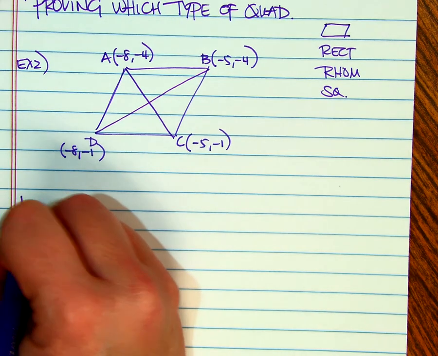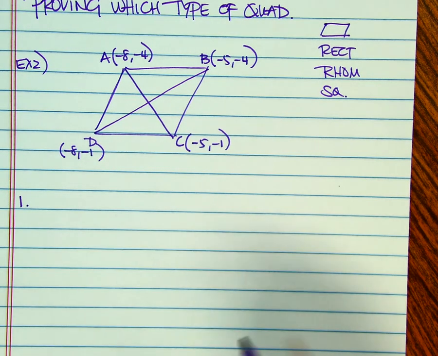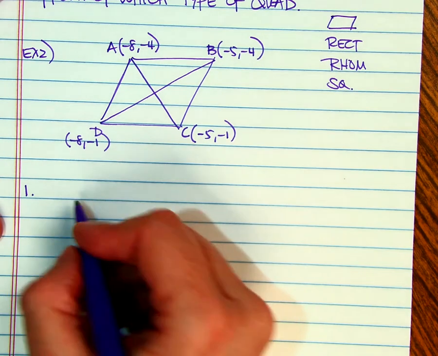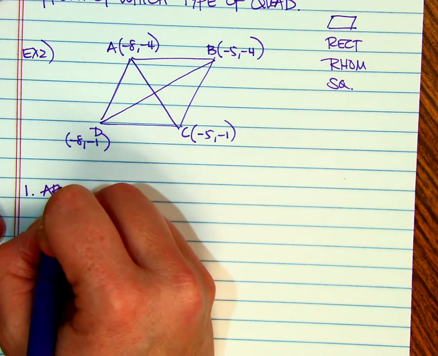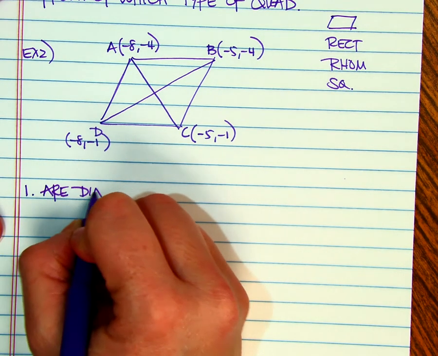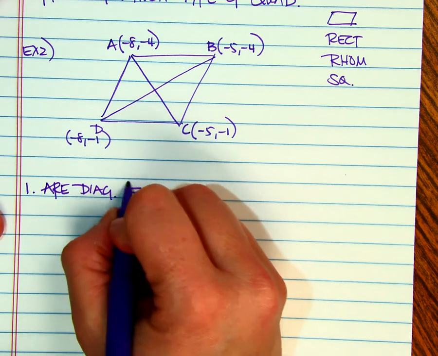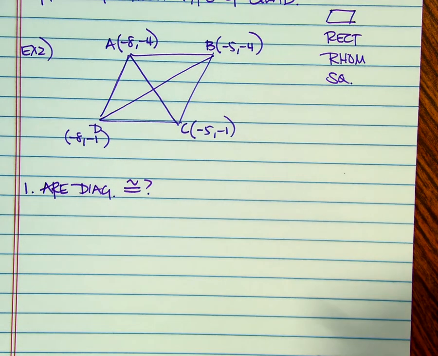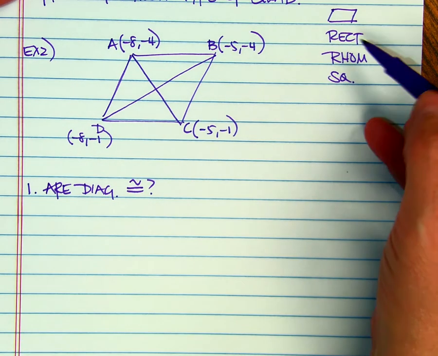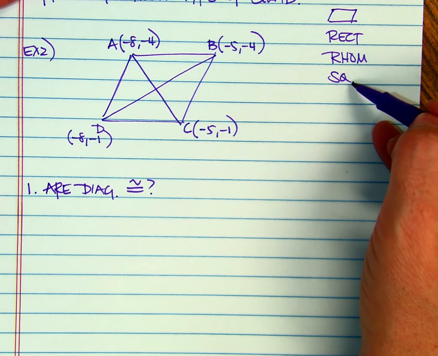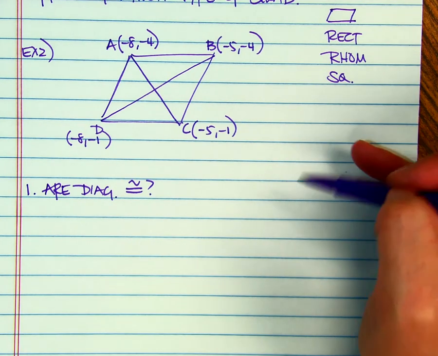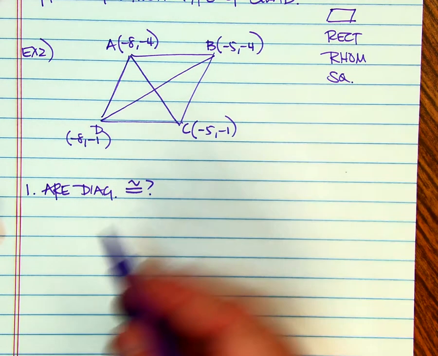I do like to start in the same spot, and that's dealing with the diagonals. So, what do I know? I'm going to ask myself the same question. Are diagonals congruent? Now, I just like to start there all the time. Because if they're congruent, I know that it's either a rectangle or a square. Or if they're not congruent, then that rules those items out.